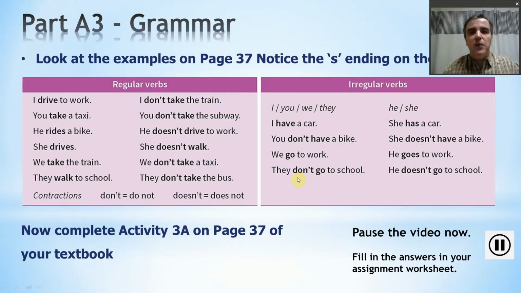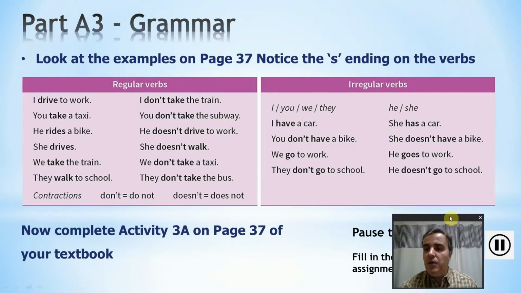Okay, next thing we're going to look at is some grammar. Now, if you look on page 37, we will notice that some of these ways of describing transport have an S on the end. So if we look here, I drive to work. But if we're using he, we cannot say he drive. It has to be he drives to work. So here we're looking at the S ending on verbs, also known as the third person singular.